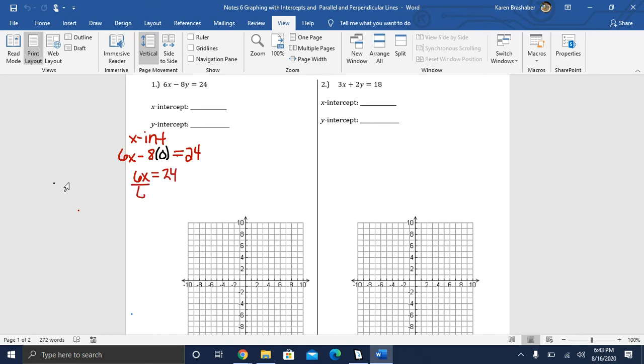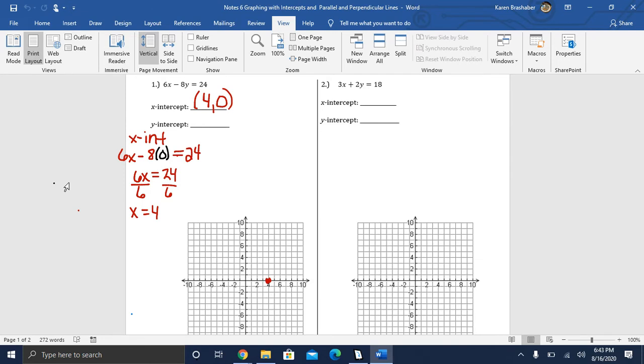And I can divide both sides by 6, giving me x equals 4. And so my x-intercept is the ordered pair 4, 0. And I could go ahead and plot that as a point on my graph.